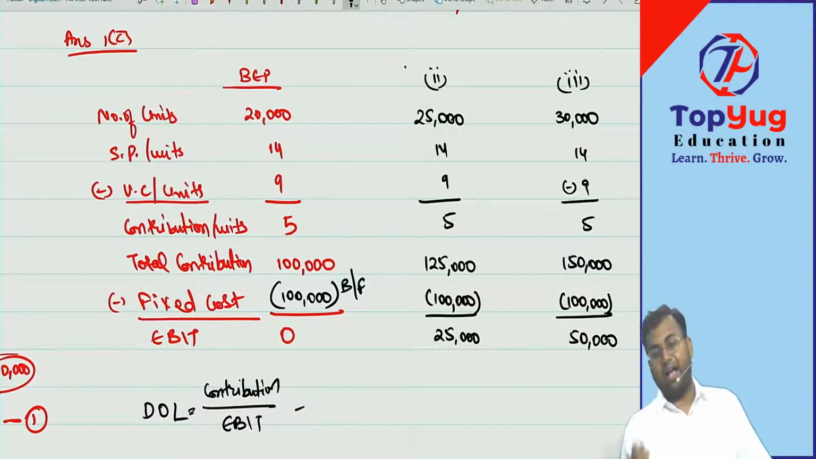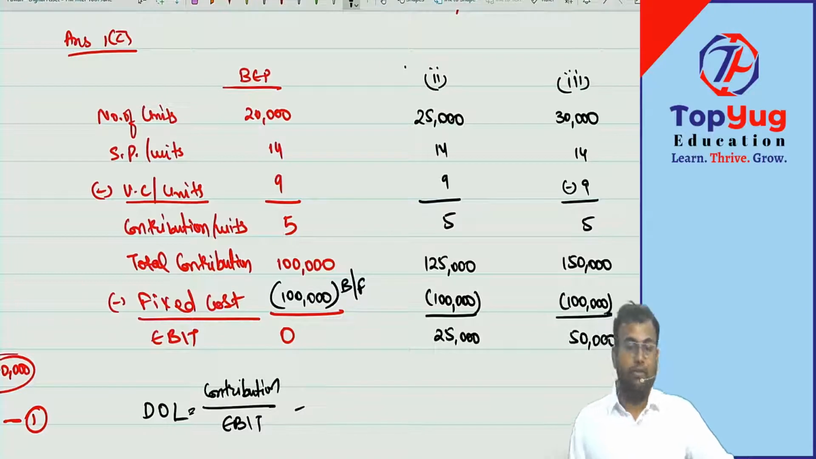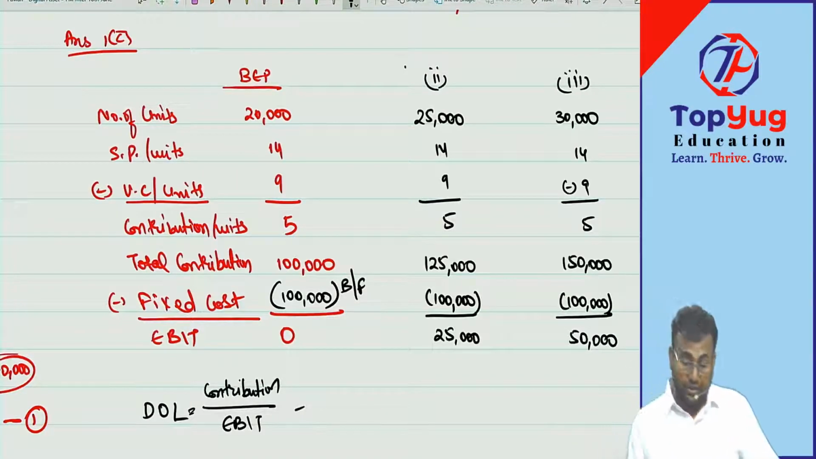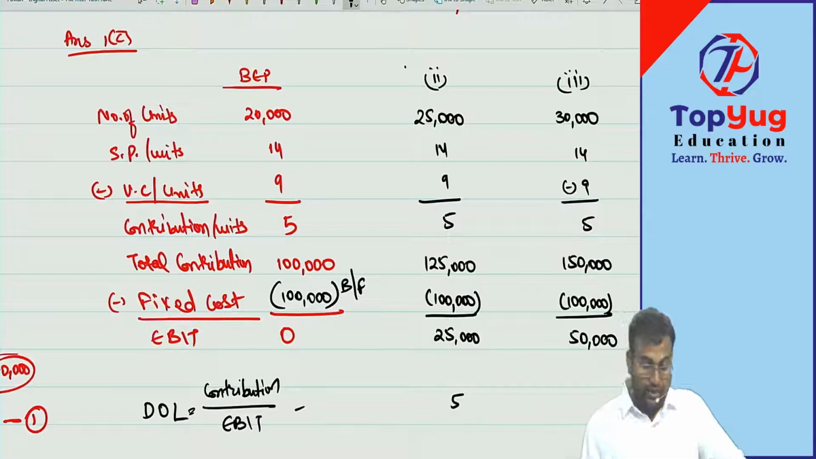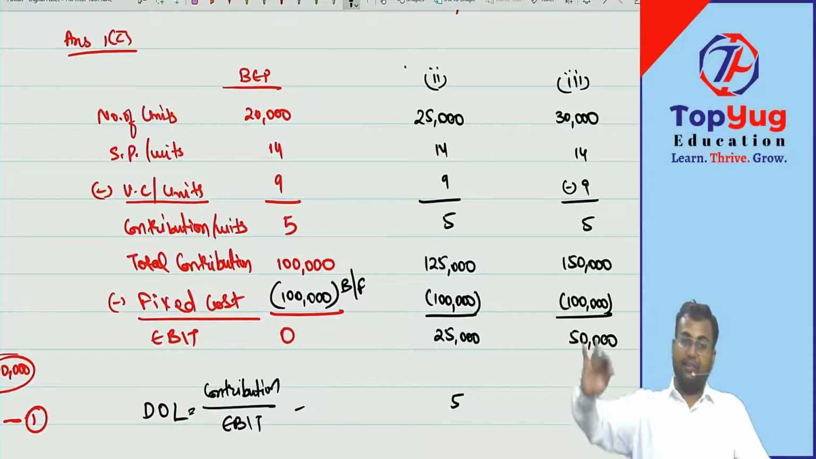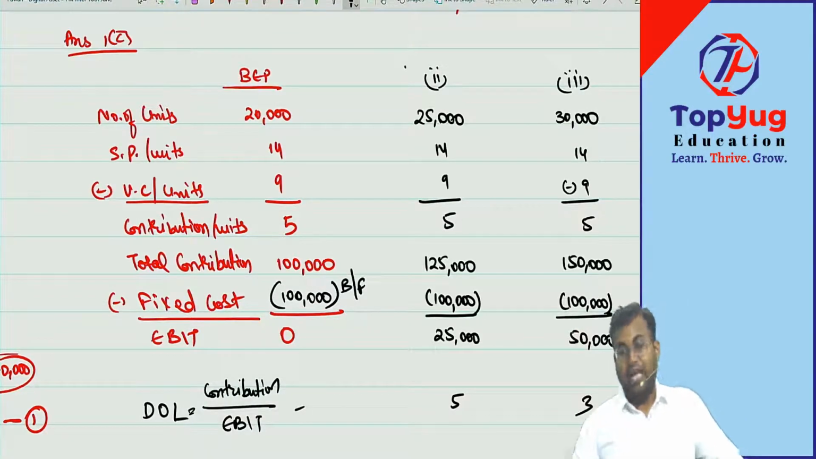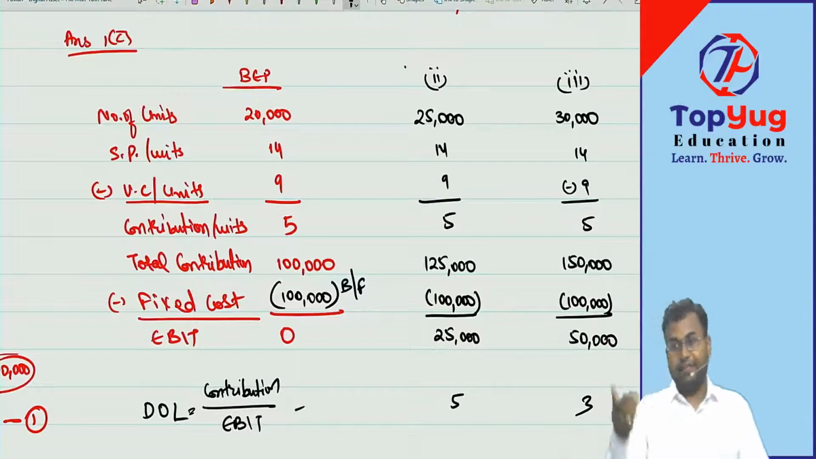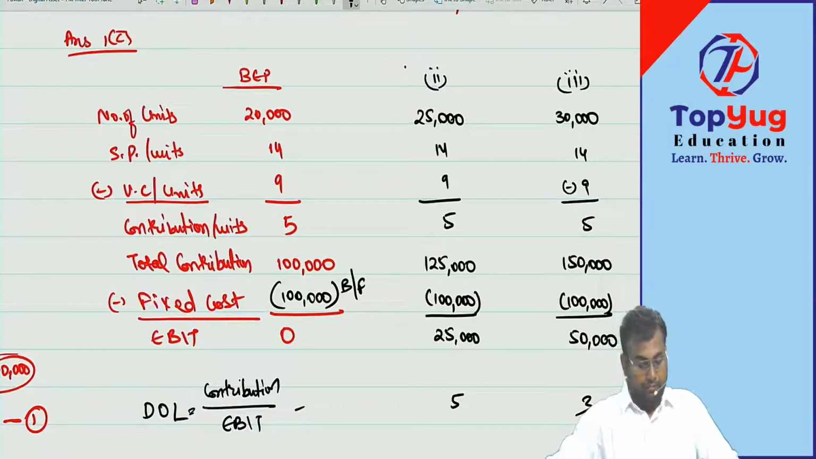So basically there is no DOL. That's why he has not asked you to calculate DOL for the first bit. He has only asked you to calculate DOL for the second and third bit. So how much will it be? 1,25,000 divided by 25,000, that is 5, and here it will be 3. So risk is reducing as the number of units goes up. As we do more and more sales, our risk reduces, our ability to take more fixed costs increases, right? Yes, make a note here.